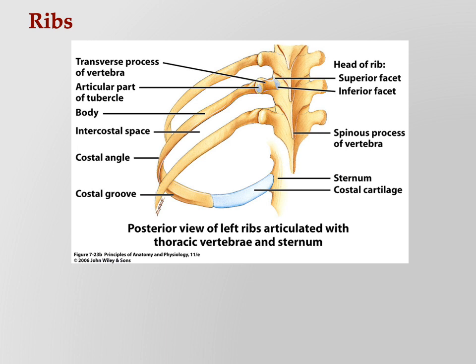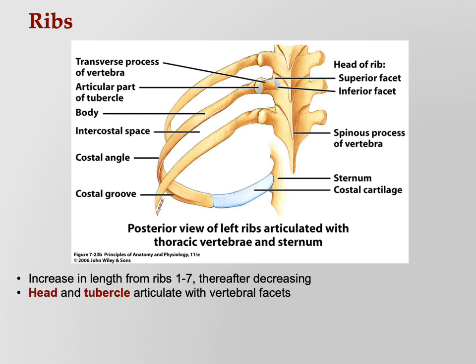Looking at the ribs now, they increase in length from 1 to 7, and then they get smaller. Remember, they form the cage. The head and the tubercle articulate with the vertebral facets. So look, and you can kind of see if you look carefully. I wish, if we were in class, I would have a vertebra and a rib, and I would walk around and show you a rib connecting to a vertebra.